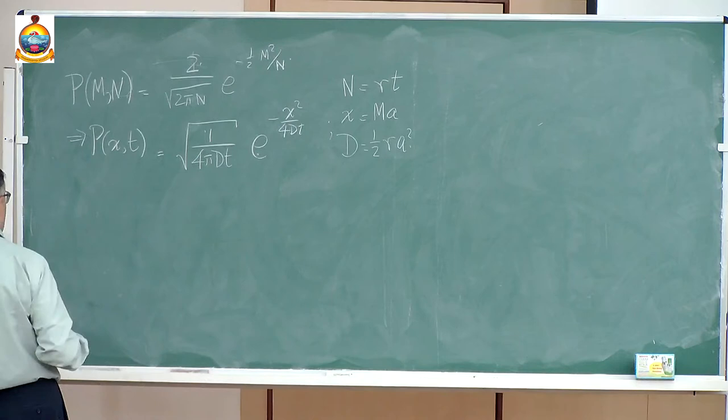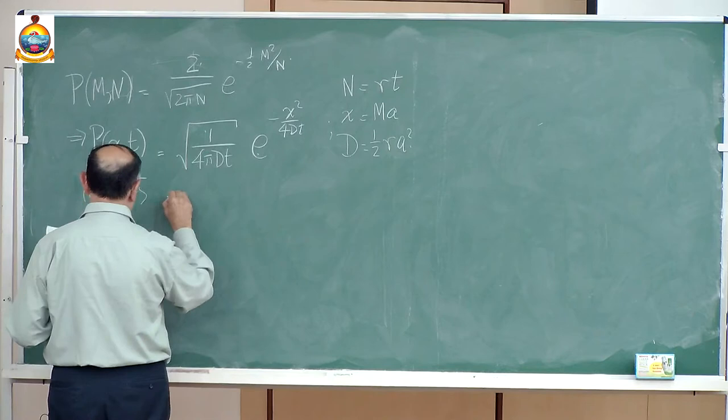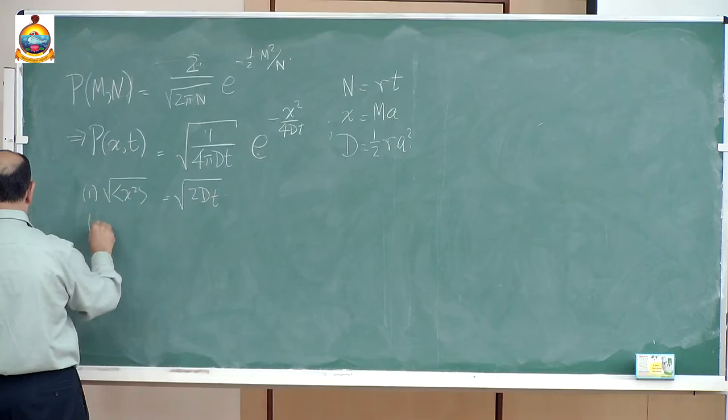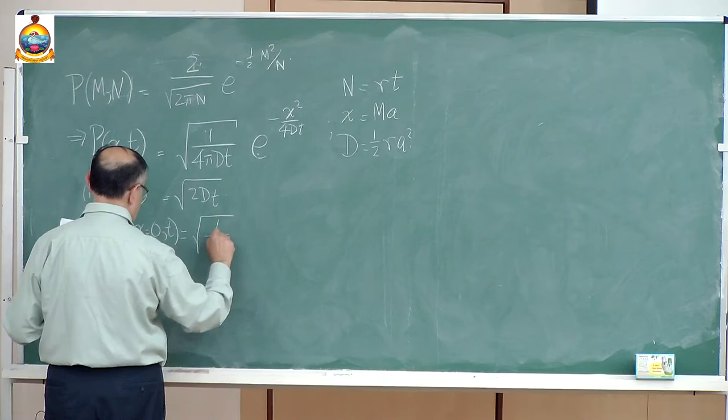There were a few implications we could draw immediately from this. One is that the square root of x squared, the root mean squared displacement, is proportional to the square root of time. The probability to be back at the origin in time t is 1 over root 4 pi Dt.